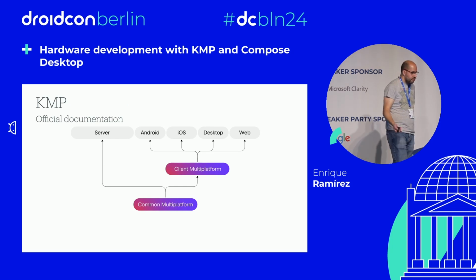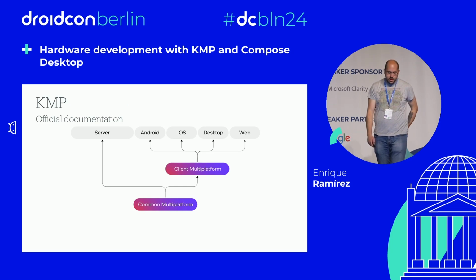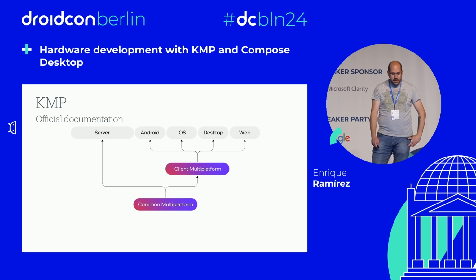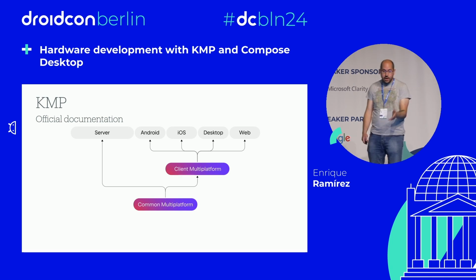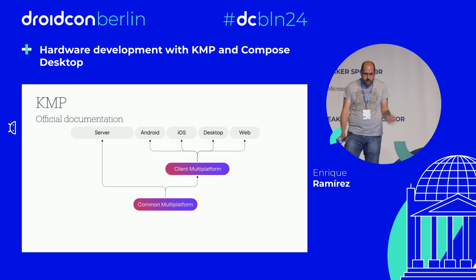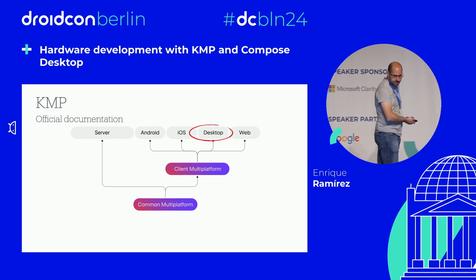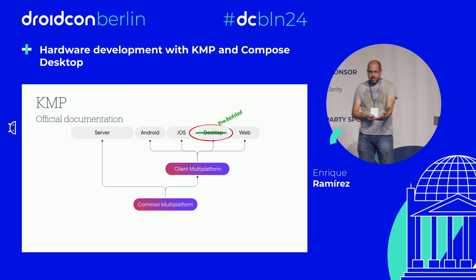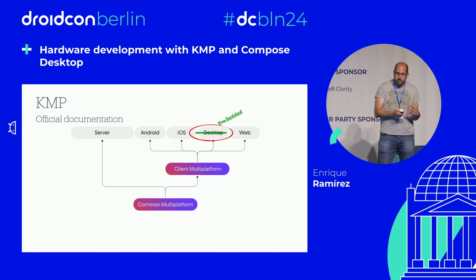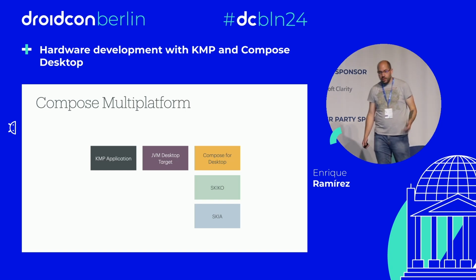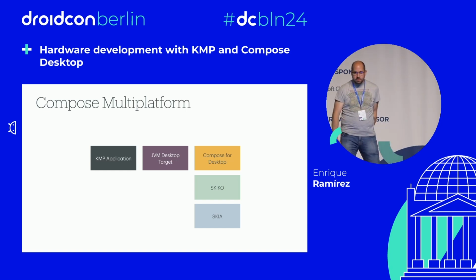So I was thinking we could do KMP, but if you have a look at the KMP documentation, you see server, Android, iOS, desktop, web. I cannot see embedded here. What do we do here? So I thought, okay, let's fix the documentation. We could actually use the desktop target, using the JVM target for desktop. We could use that, and for the UI, we can use Compose Multiplatform. That's no problem. We can render some nice UI. It works out of the box.